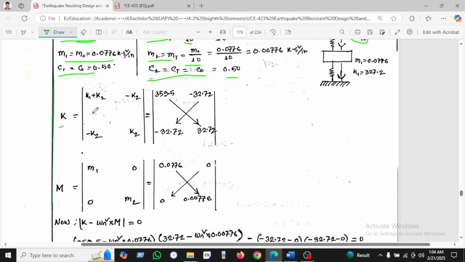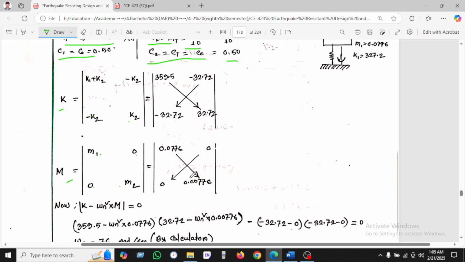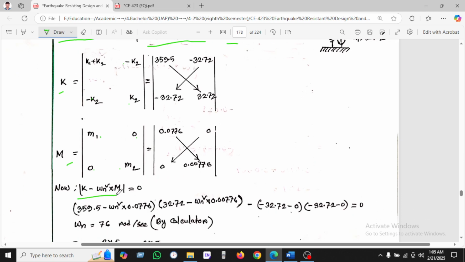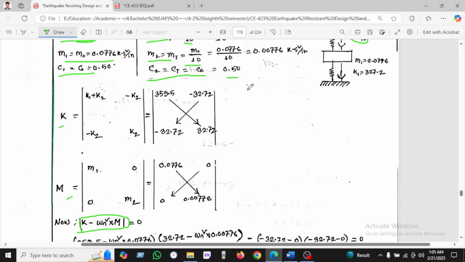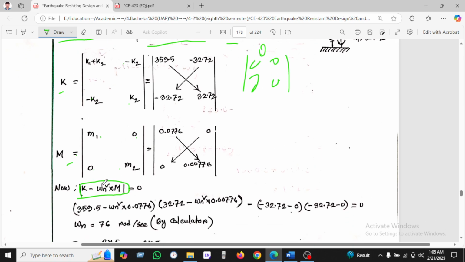So we know K equals K1 plus K2, minus K2, minus K2 and K2, and M equals M1, 0, 0, M2. Now we are calculating K minus omega square M. If we take this M, there will be some value here, there will be 0, there will be 0, and 0.007 is here. So we are just skipping 3 or 4 lines, and after that we will get this below.